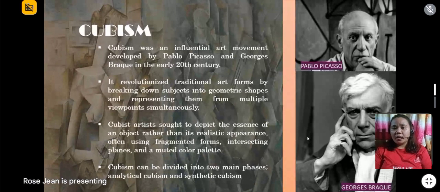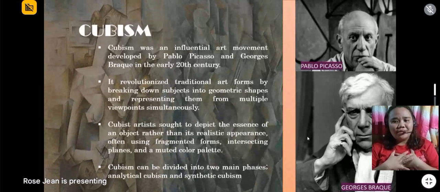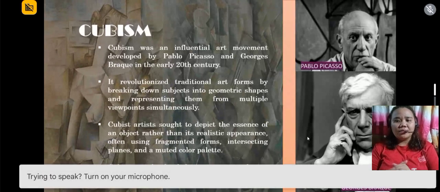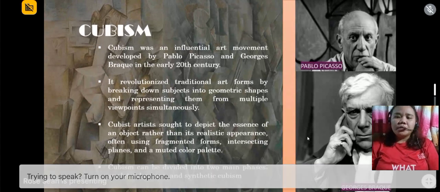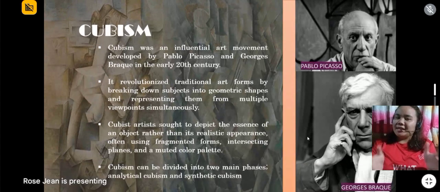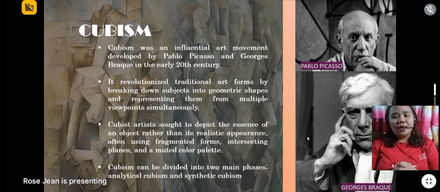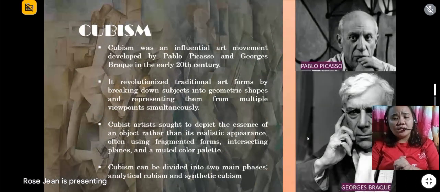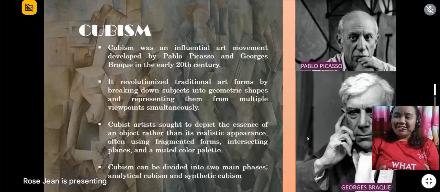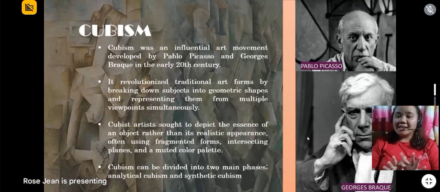Cubist artists fragmented and rearranged their subjects, challenging traditional notions of perspective and representation. This fragmentation allowed for a more dynamic and complex portrayal of reality, capturing the essence of an object or scene from various angles and perspectives. Cubism can be divided into two main phases.